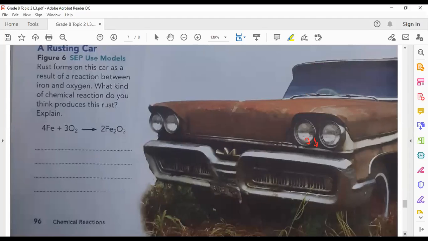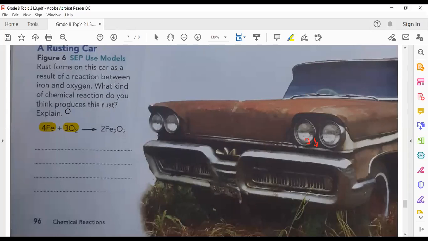Now let's do this exercise. Rust, of course, you know what rust is. Rust forms on this car as a result of a reaction between iron and oxygen, as you know. What kind of chemical reaction do you think this is? No one answer without permission.